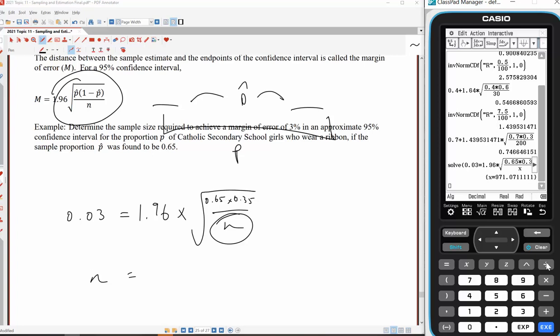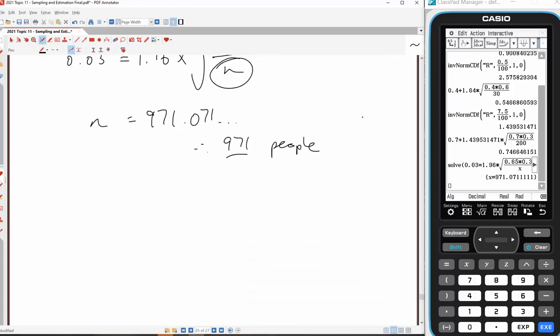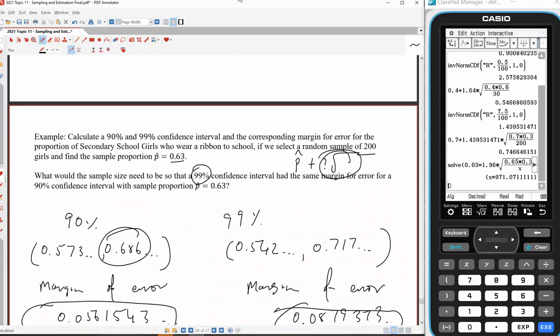$971. .071. Therefore, 971 people. So if the survey has 971 people in it, we're going to get a margin of error of 3% with the 95% confidence interval.